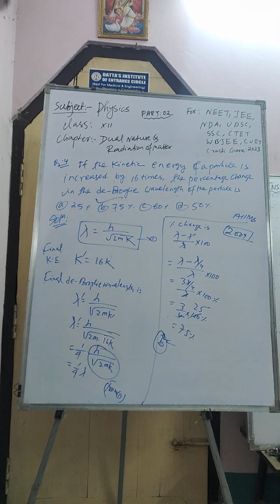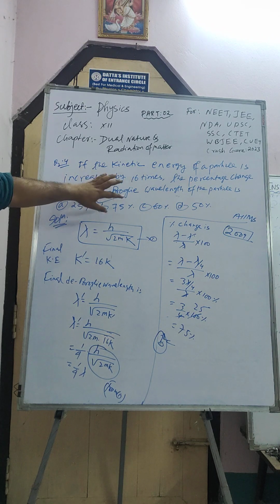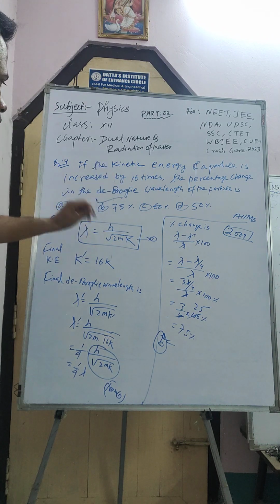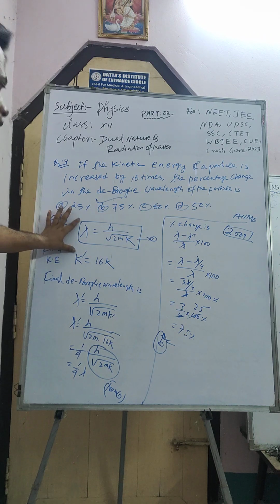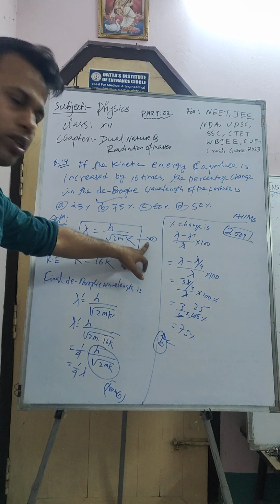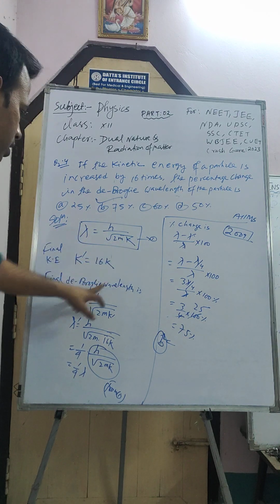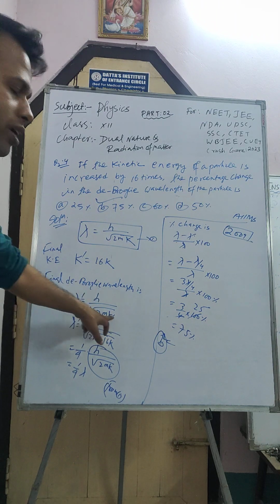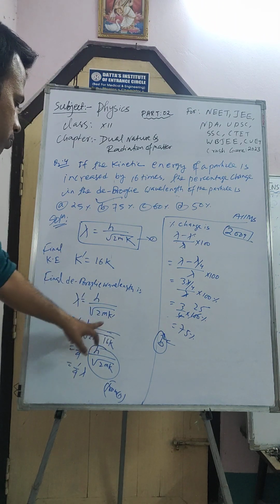So let me explain it shortly again. The kinetic energy of a particle is increased by 16 times. The percentage change in the de Broglie wavelength of the particle is what? We have to find out. Four options are given. I first write lambda is h by root over 2mk. Given in question, k dash is 16k. So final de Broglie wavelength is lambda dash equal to h by root over 2m k dash. So k dash is what?